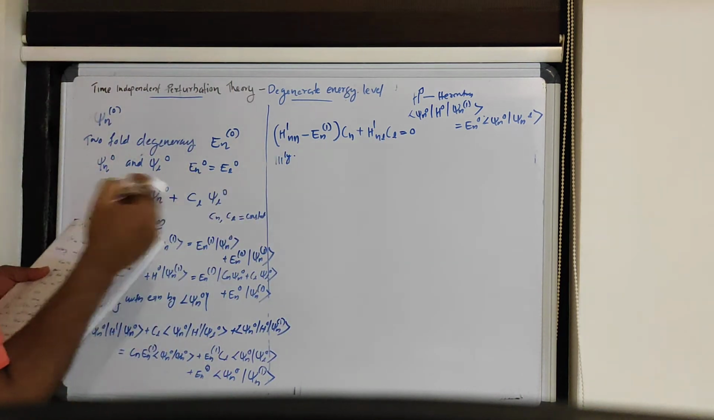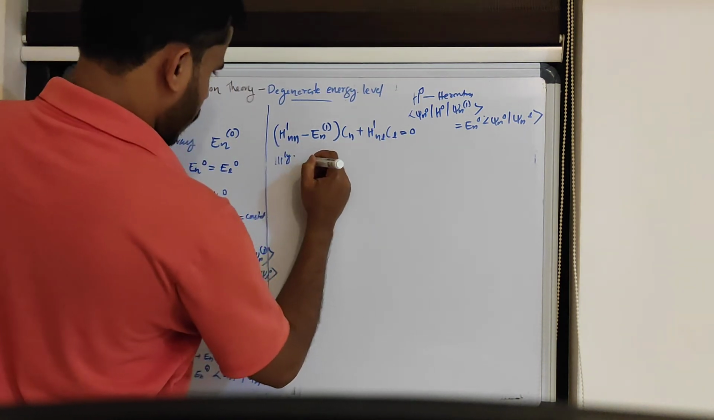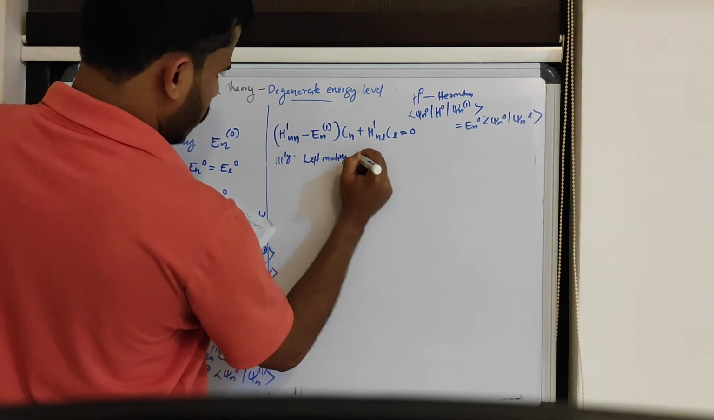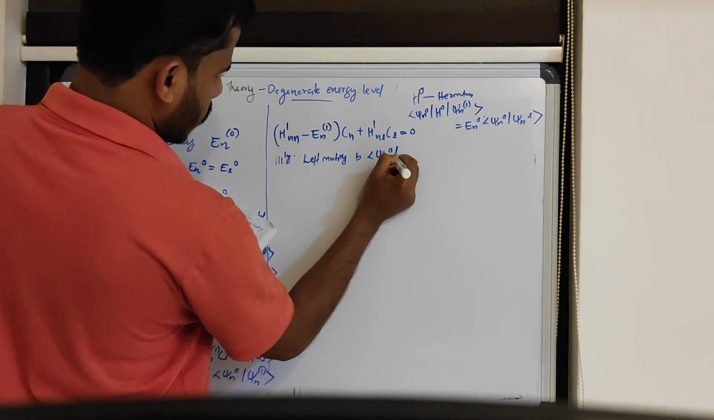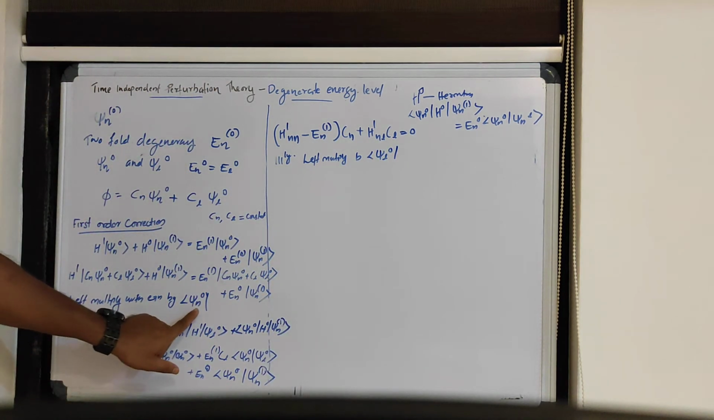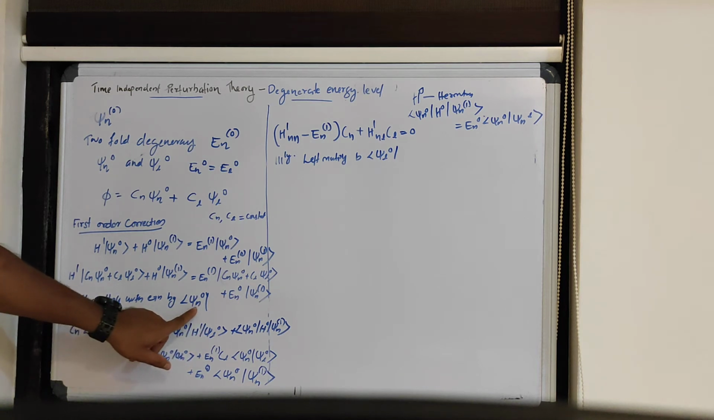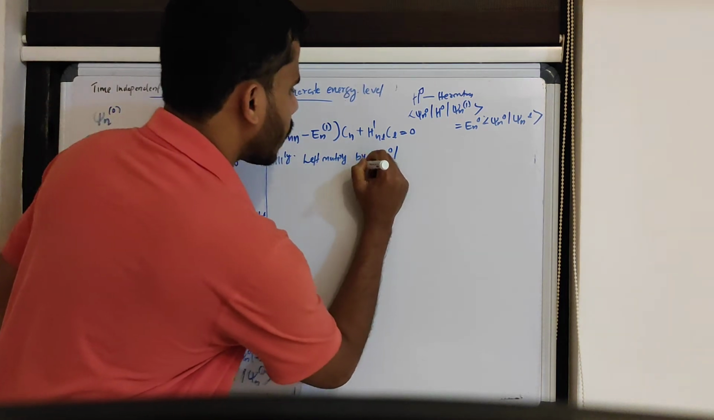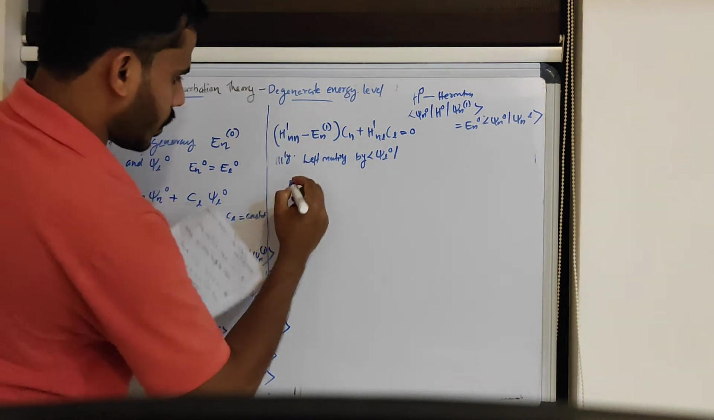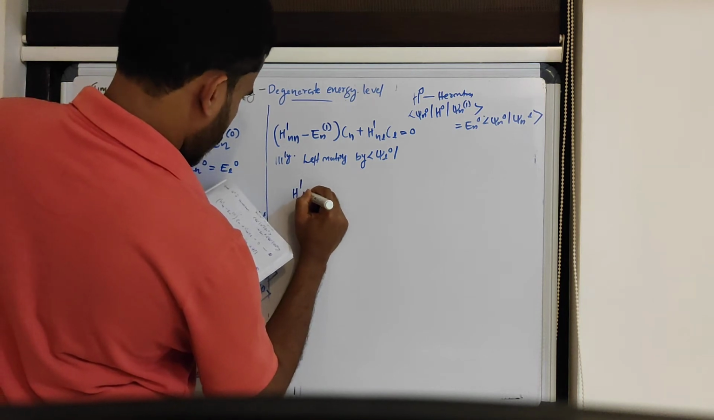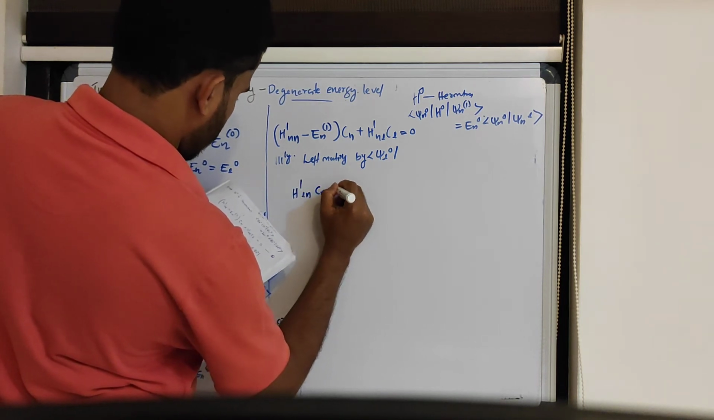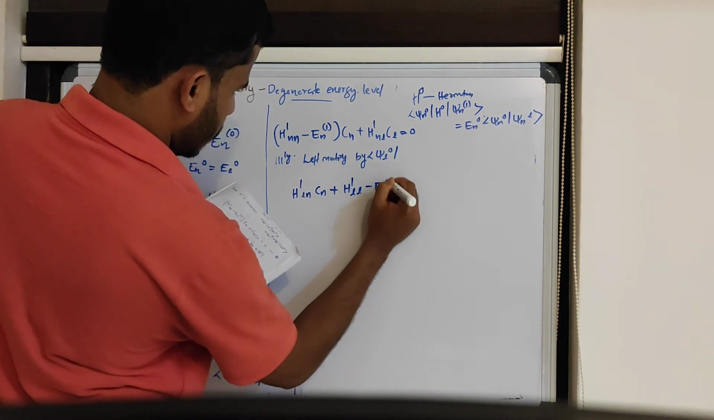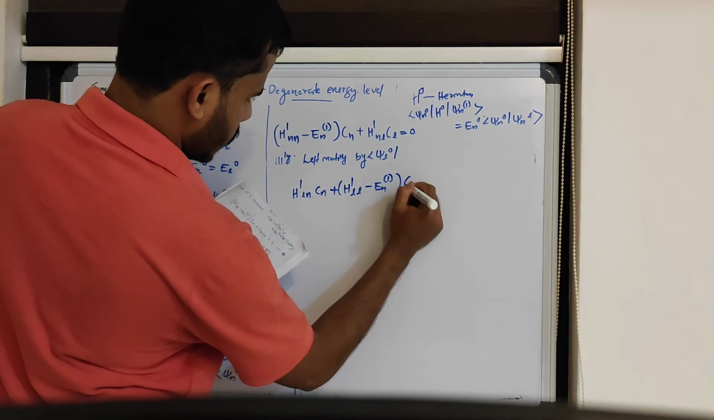I can do the same step, left multiply by psi l0. Here I took left multiplied with psi n0. Instead of taking psi n0, I took psi l0 multiplied with psi l0. What happened? I end up with a similar type of equation. It's like this one, ln Cn plus h prime ll minus En1 into Cl.